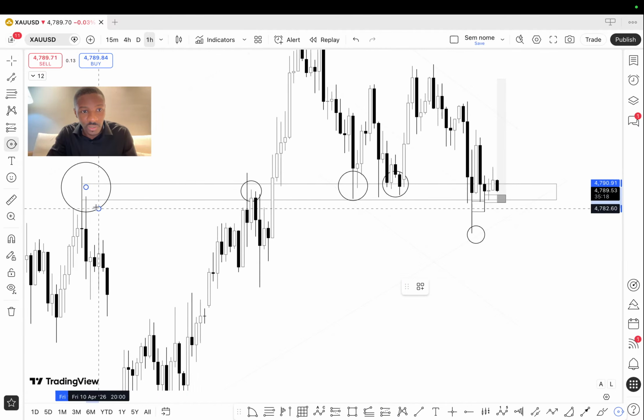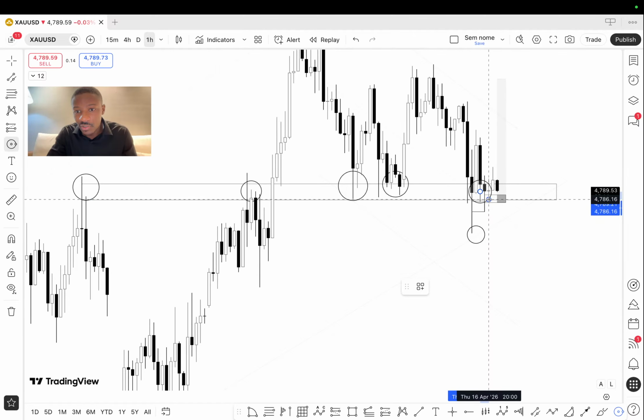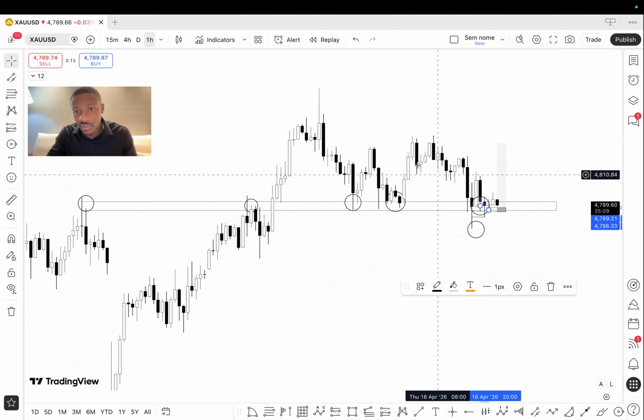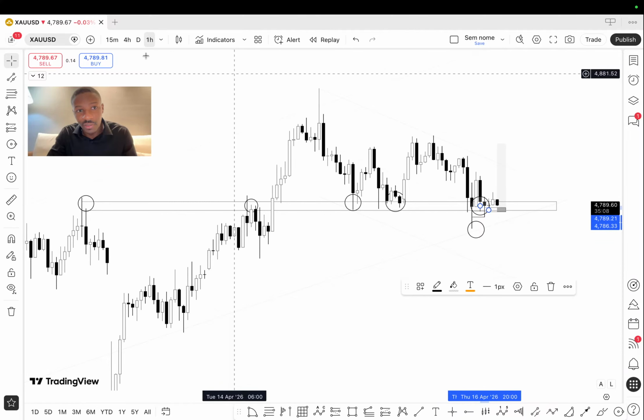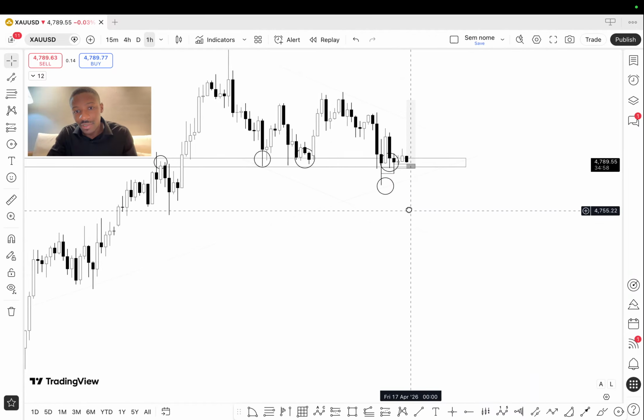Okay, we also have this as well here. So I think that it's pretty clear that this level is important. Okay, but let's remember that this is the 1-hour, it's bearish. This is an important level. Now what can happen here is that price could either go up or push down.